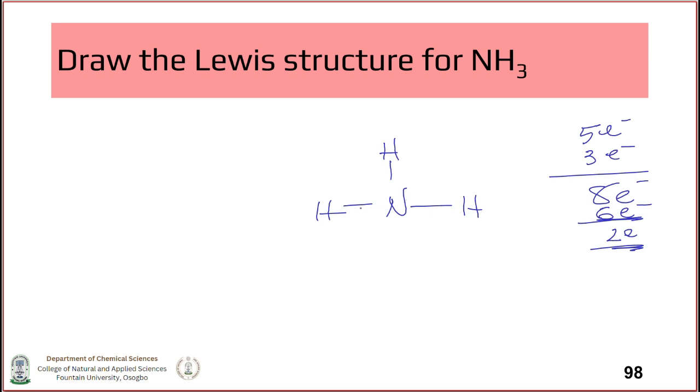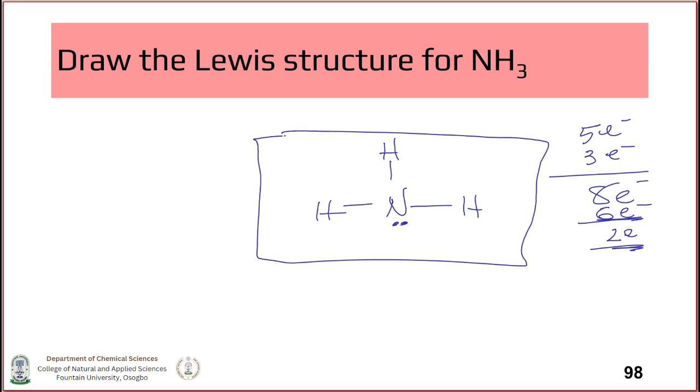What about nitrogen? Nitrogen does not have an octet yet. It has only 6 electrons around it, so the remaining 2 electrons will go to nitrogen, like this. So this is the Lewis structure for ammonia.